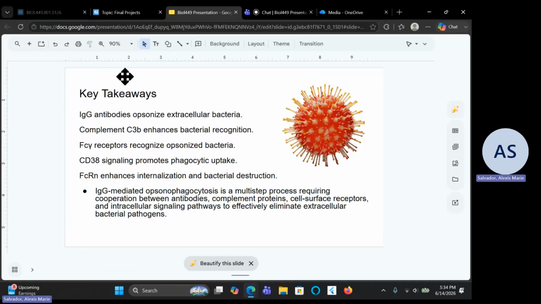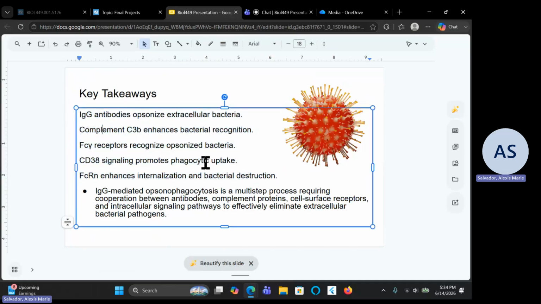So my presentation is just on the mechanisms, all of these components that help opsonophagocytosis occur, and their roles in the whole entire process.